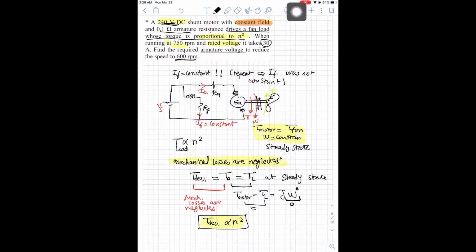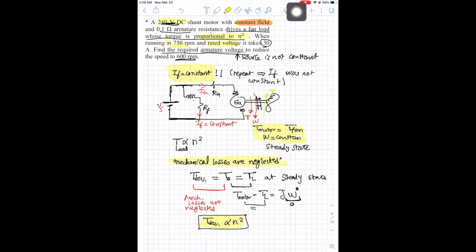As you are asked here to find the armature voltage, this means that your source is not constant. You are asked to calculate what the source voltage is. But someone will say, okay, if I change its V source here, the current inside the field will change. No, in this particular question, it is mentioned that the field current is constant. How you will do this, we will learn when we study speed control, which is the next lecture.